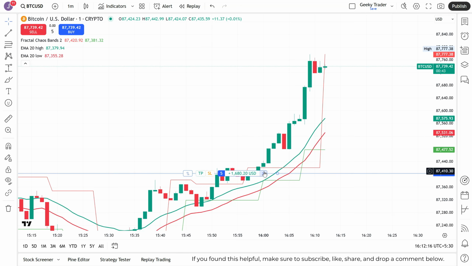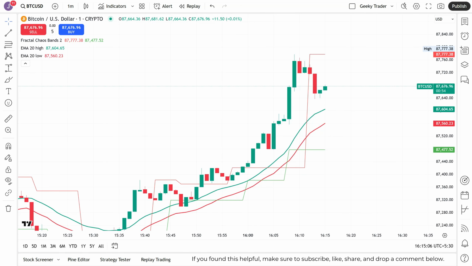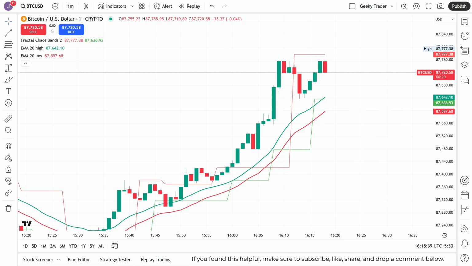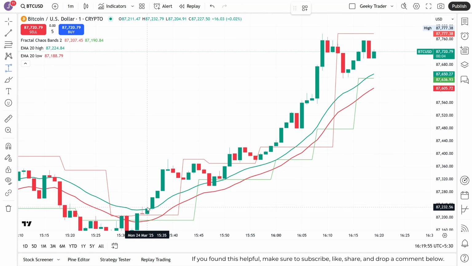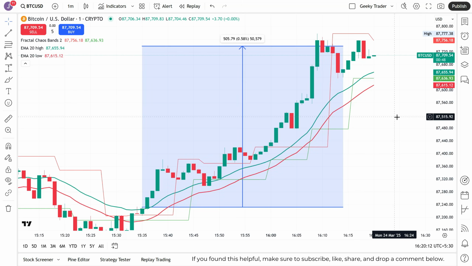If you plan your trades properly, follow the right strategy, and stick to your rules, you can capture massive moves in the market. In this trade alone, I was able to secure nearly 500 points, all by using this simple yet highly effective strategy. That's it for today's session.